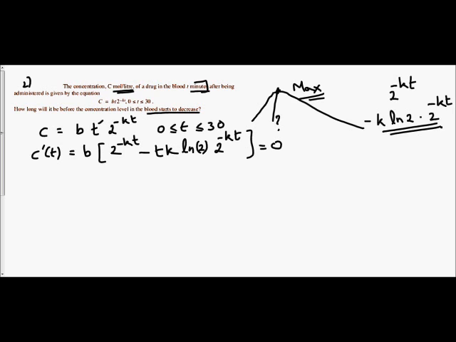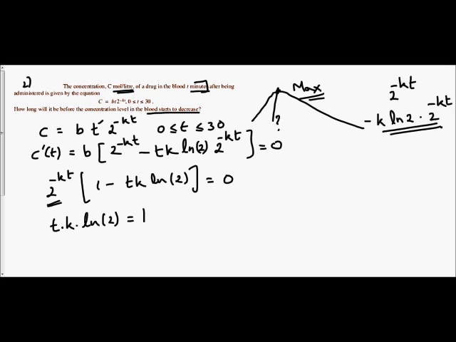So what happens here is 2 to the power of minus kt can be taken common, and this would be t k ln of 2 equals 0. Now you have t times k times ln of 2 equals 1, and therefore t equals 1 over ln of 2 times k. Okay, it all depends on the k now. So at this point of t you get the maximum value.